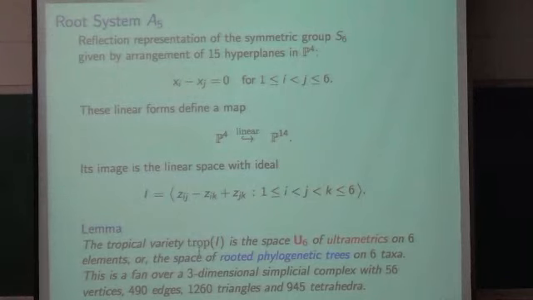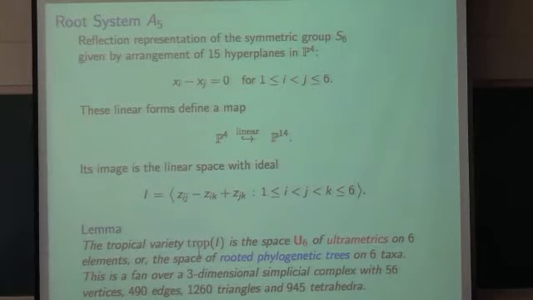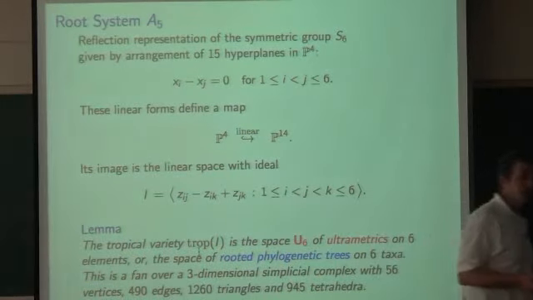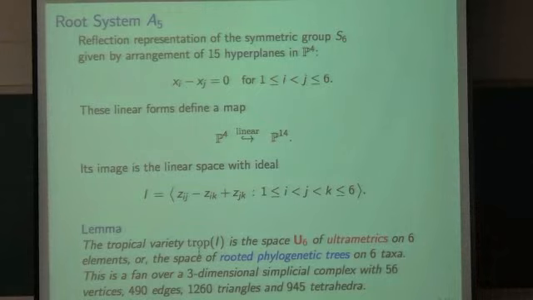Now, if you take enough combinatorics classes, such as the one that Professor Holmson is offering, it's very easy to realize this as a fan over a simplicial complex with F vector 56, 490, 1260, and 945. So this is a 4-dimensional fan over a 3-dimensional simplicial complex with 945 tetrahedra. Okay, one for each metric tree, each rooted phylogenetic tree on 6 taxa. So if you have 6 taxa, then 945 possibilities. So this will be the output of GFan.